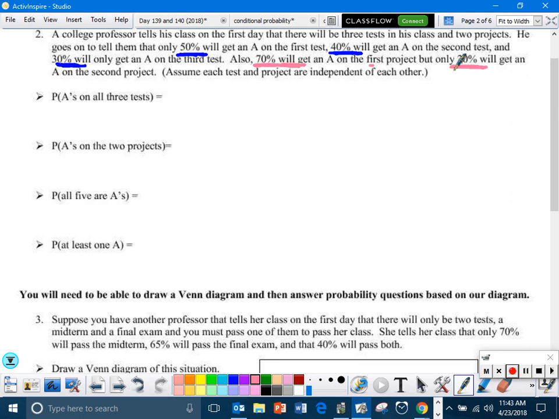Assume each test and project are independent of each other. So, just because you get an A on the first test does not mean you're going to get an A on the second test. That's why they say they're independent. All right, so what's the probability of getting an A on all 3 tests? Well, remember, always change percents to decimals.